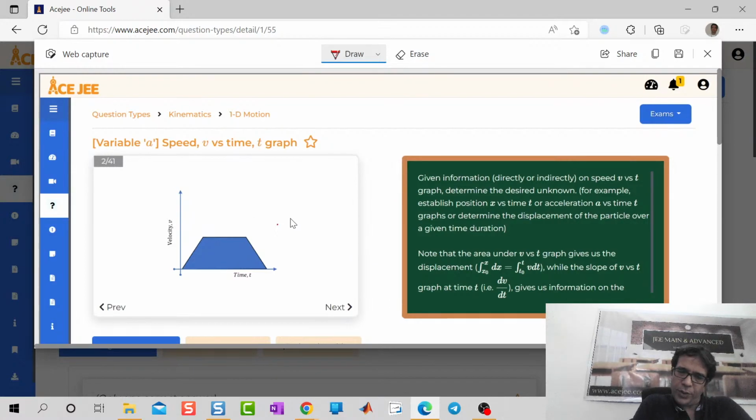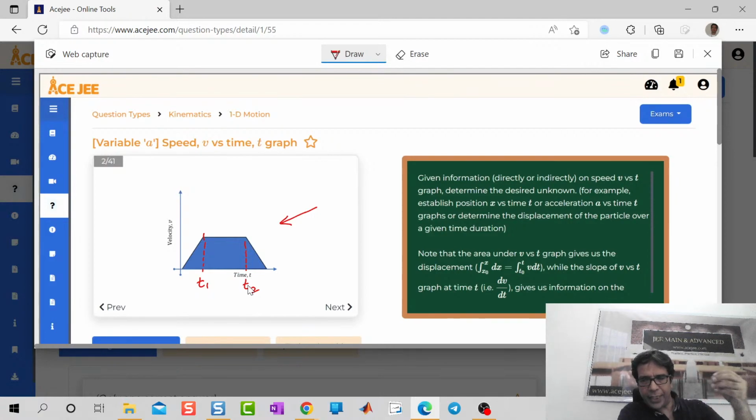So let's talk about this one, the one that we have up here. Let's say that the durations are, this one is time t1, and it remains at constant velocity from t1 to t2. So let's quickly comment about the acceleration.